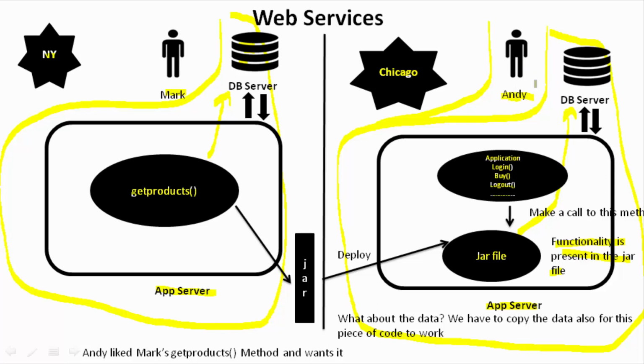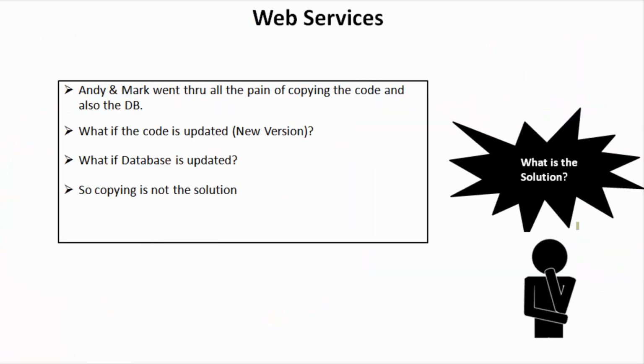So, okay, fine. Andy has made the necessary changes to create those tables and create the data, so that this piece of code will make a call to the database and the database will return all the products. Let's say Andy has not only deployed this jar file which he got from Mark, but also made changes to this database server so that this piece of code will make a call to this database server. He went through all that pain. So point taken, all that is good.